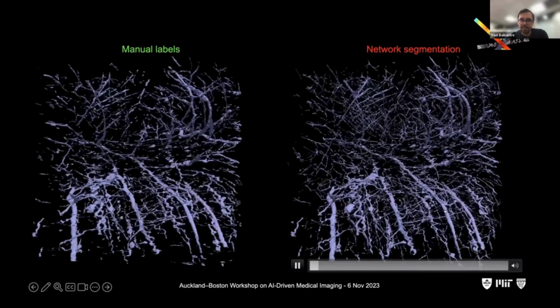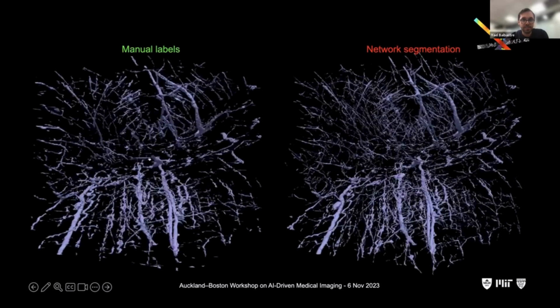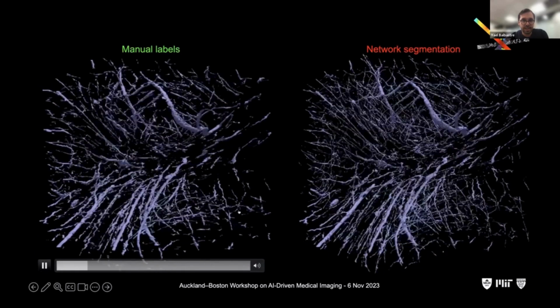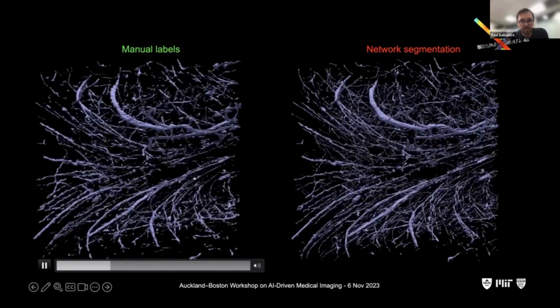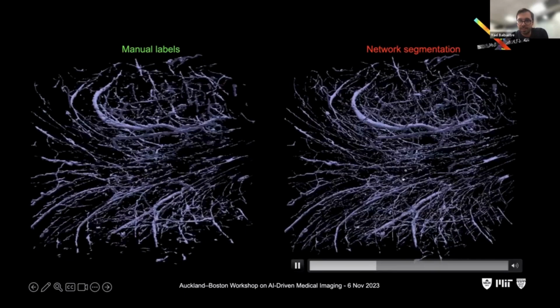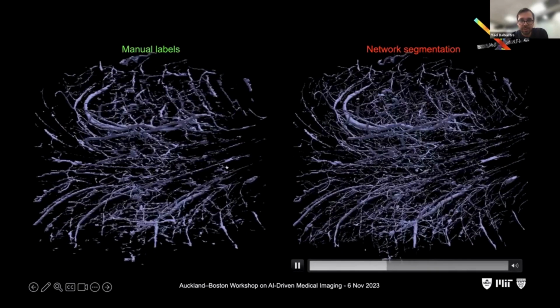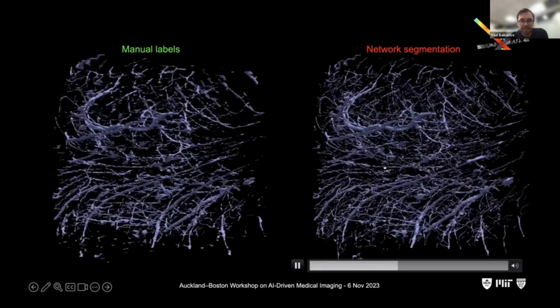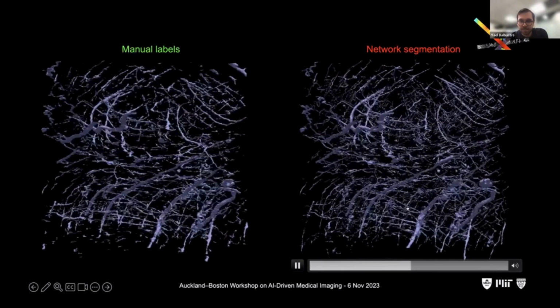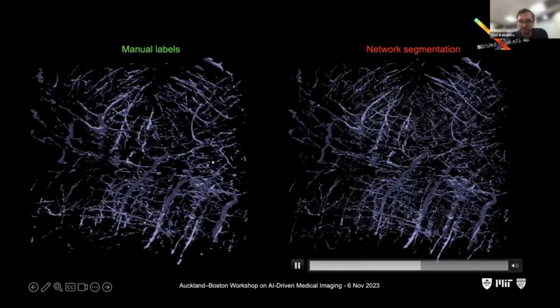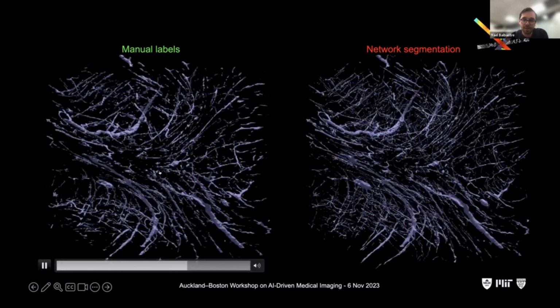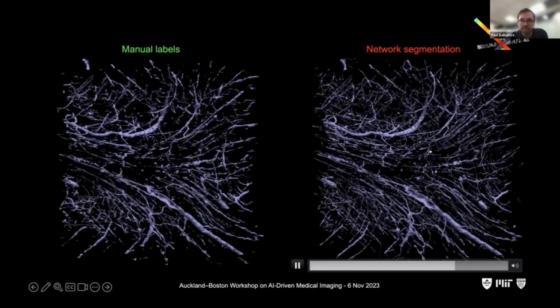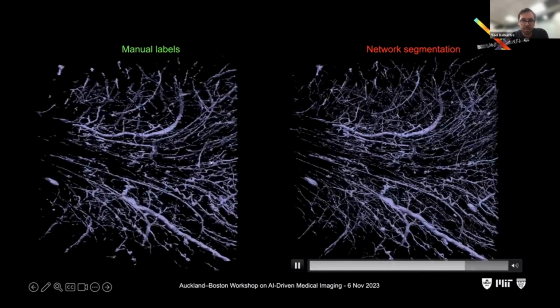And this is what we get. On the left, this is a patch that has been manually segmented by someone very patient. On the right is what we get with the network. And actually the errors that we make are probably not errors, but just false errors made by the manual labelers that miss the very, very thin processes. So I'm quite happy with that.